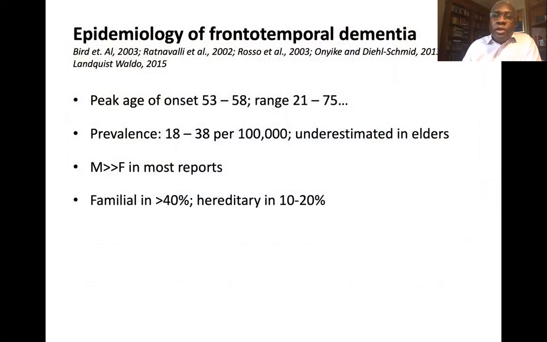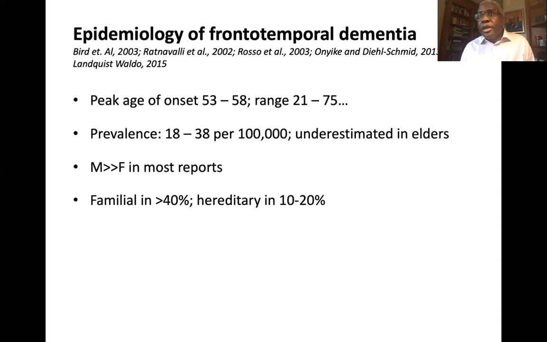Now, frontotemporal dementia is typically a dementia of midlife. So the peak age at which people develop this is mid-50s. In the literature, cases have been reported as young as 21, as old as 75. I've actually met someone who developed frontotemporal dementia in their 80s. So it's a wide range. It can happen at any age in adulthood, but most people develop it in their 50s. Some people, and many do, develop it in their 40s.